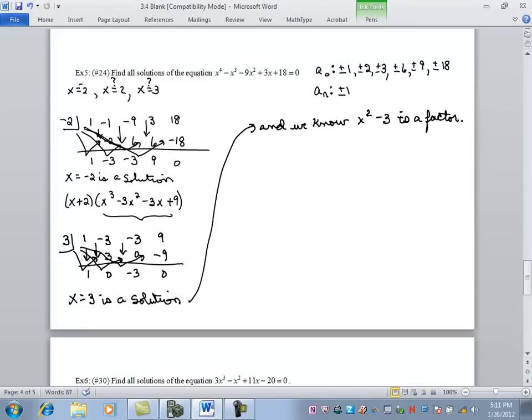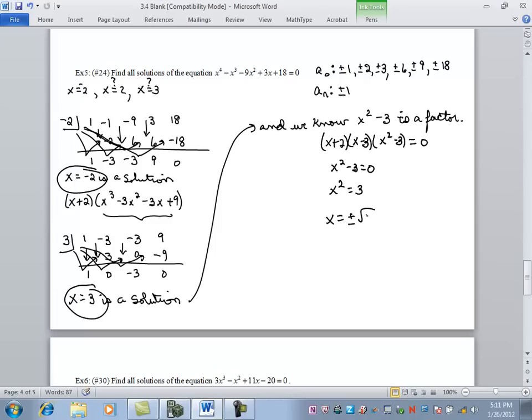Alright, well, if x squared minus 3 is a factor, then that means that we've got x plus 2, x minus 3, and x squared minus 3. This would equal 0. We've got 2 of our solutions, 3, negative 2. Now all we need to do is set this x squared minus 3 equal to 0. X squared equals 3. X equals plus or minus the square root of 3.